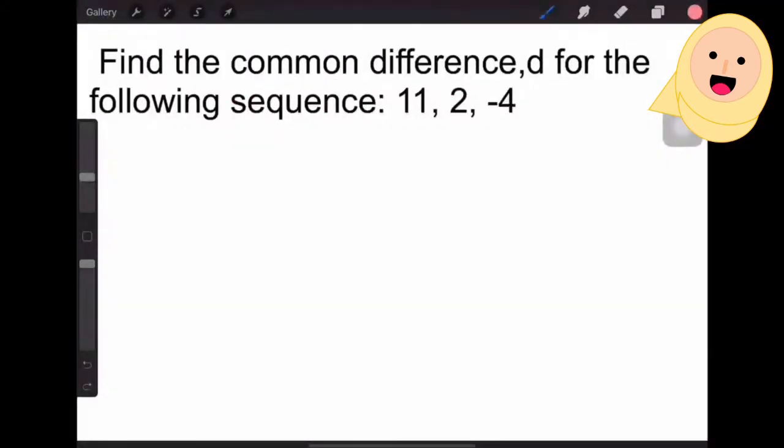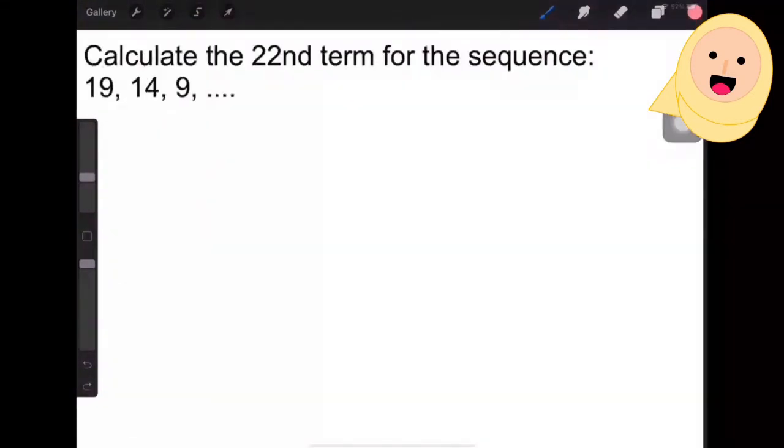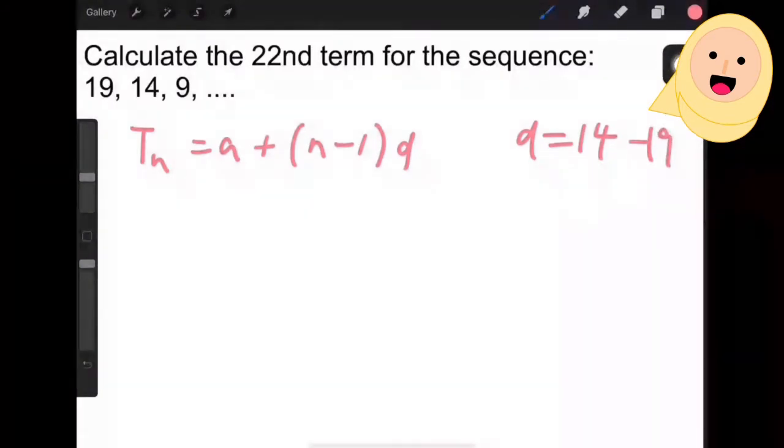As an example, the first question: find the common difference for the following sequence. Using the formula, just substitute 2 and 11, and then the answer will be negative 9. Okay, so next question, to find the 22nd term for the sequence, just substitute everything into the formula, but we don't know D yet, so we have to find it first. 14 minus 19 equals negative 5.